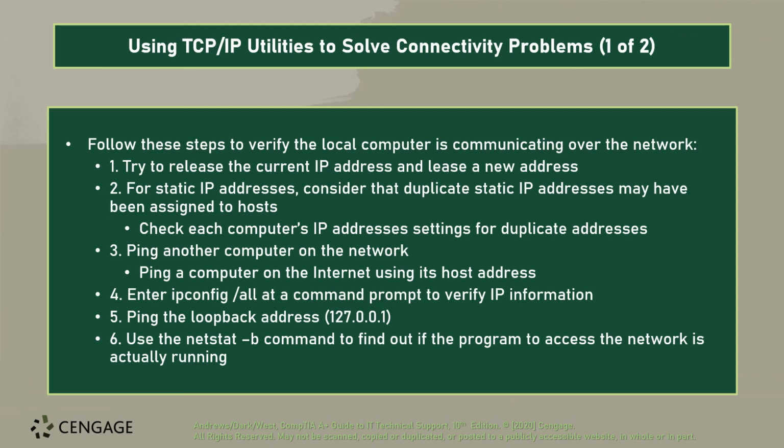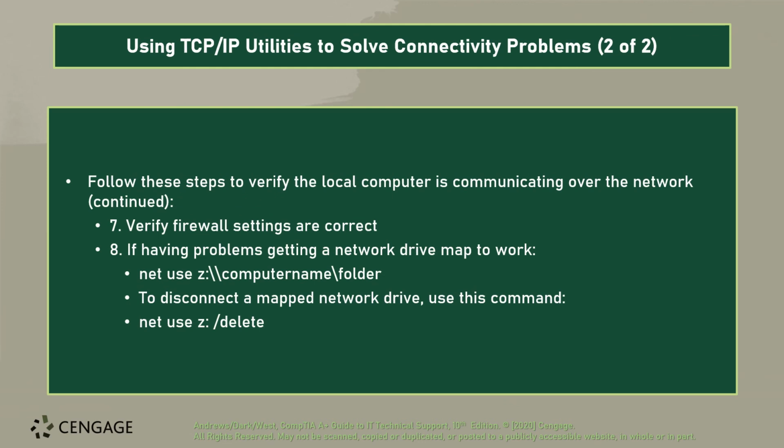ipconfig /all will allow you to verify your IP. Try pinging other computers on the network. I like pinging my TV because it's hardwired, so it tends to not change around a lot. netstat -b will actually make sure that the access program for the network is really running. And verify your firewall, of course, and then you can always test using a network drive map.